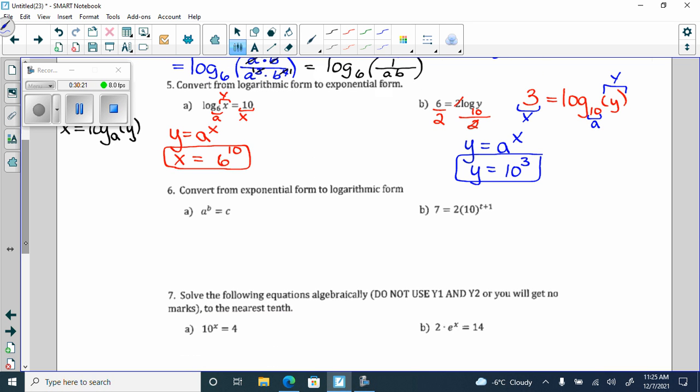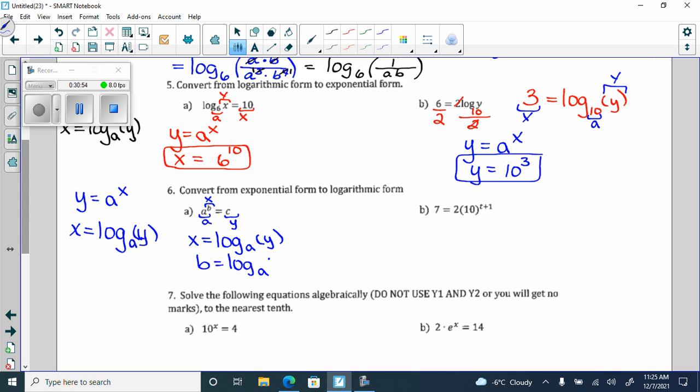Now we're converting from exponential to log. So we write our equations. Y equals a to the x. X equals log base a of y. So I'm matching it with the exponent one because it doesn't have the word log in it, right? Y is by itself. A, x. And then I get x equals log base a of y. So I'm going to get b equals log base a of c.